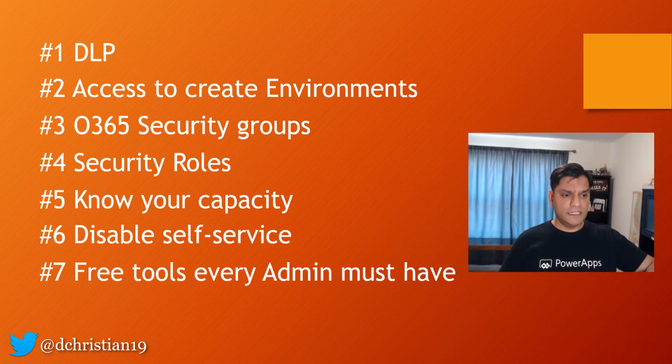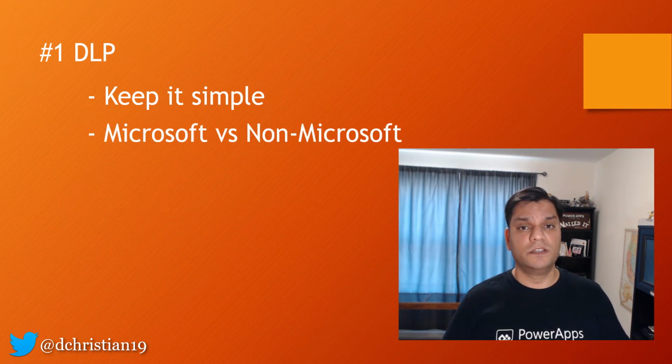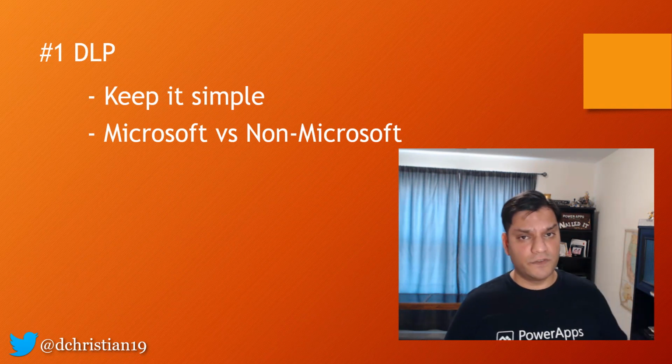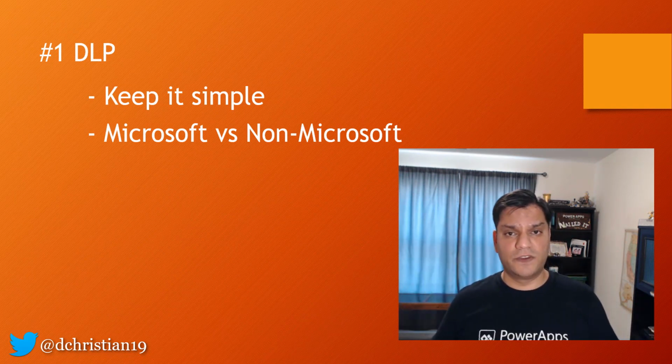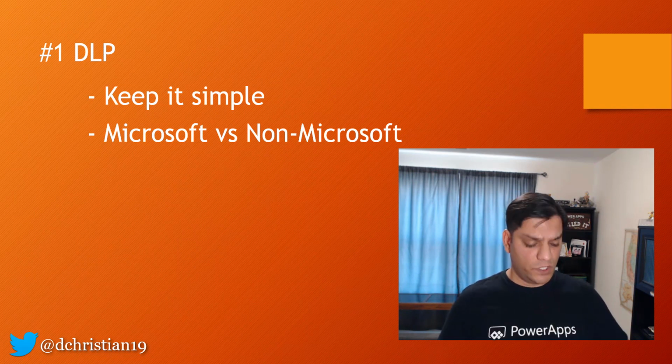Okay, so as you can see, I'm going to talk about all of these 7 items, and I'm doing that in a very specific order for a very specific reason. So let's talk about the DLP first. For the DLP, I recommend that you just keep it simple. You keep it simple by creating 2 different sections: one is the Microsoft connectors and the other one is the non-Microsoft connectors. And that really makes things a lot easier. So let me actually show you what that means.